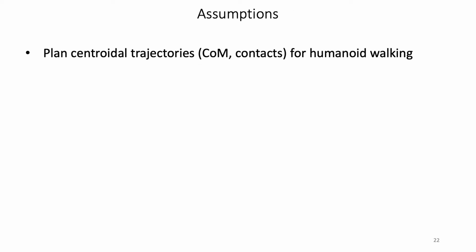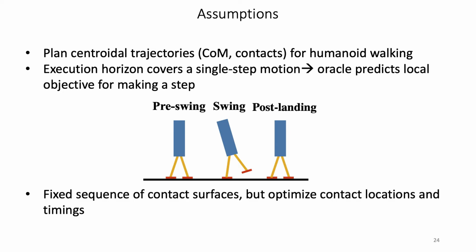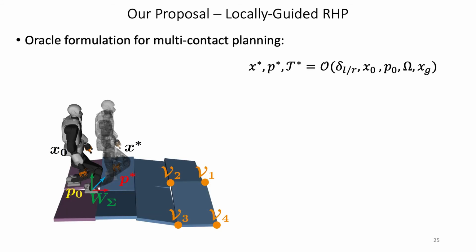First, we make the following assumptions. We plan centroidal trajectories for humanoid walking. The execution horizon covers a single-step motion, and thus the oracle predicts the local objective for making a step. Each step consists of 3 phases: pre-swing, swing, and post-landing. We fix the sequence of contact surfaces on which the swing foot will land, while we optimize the contact locations and timings. Next, we describe the oracle formulation.